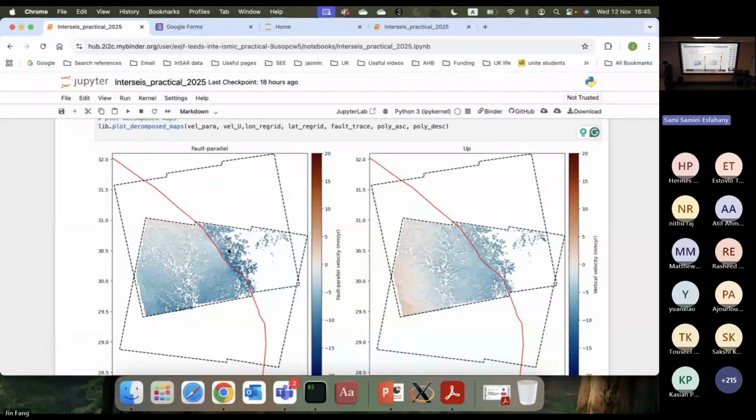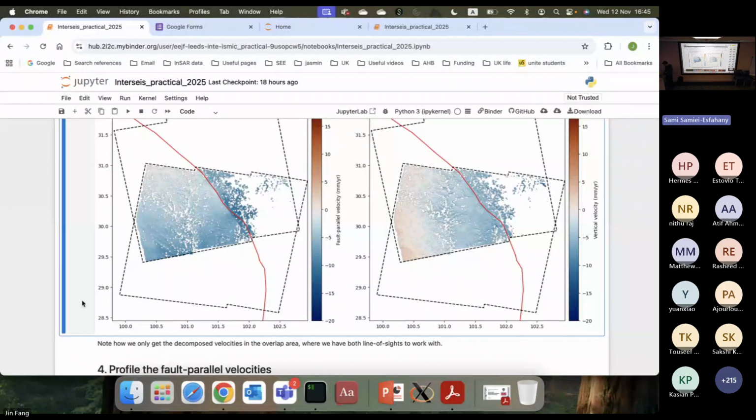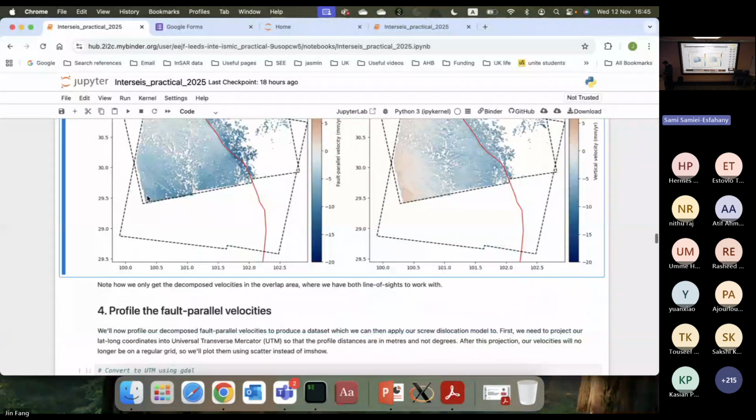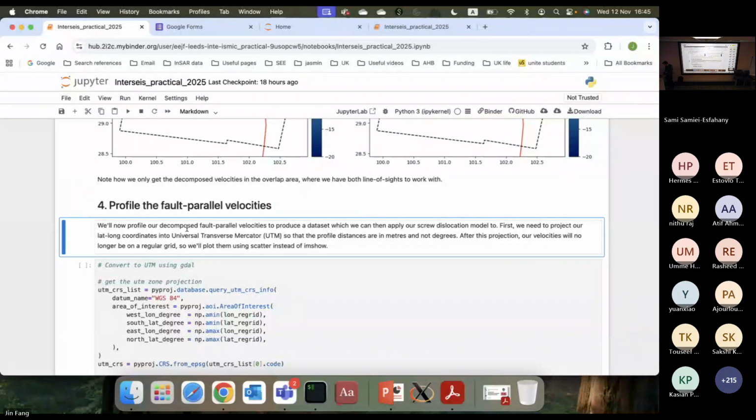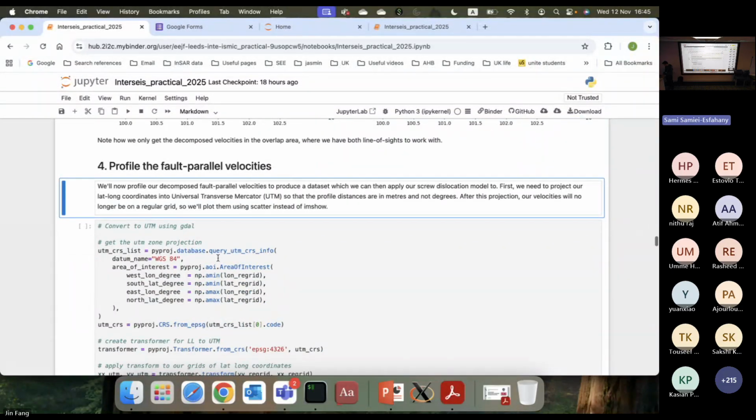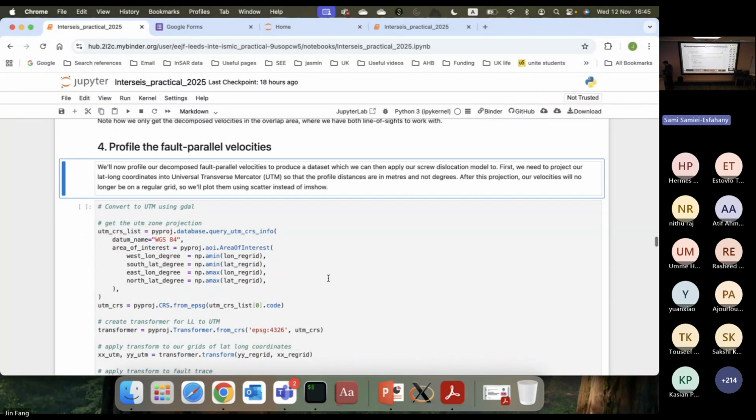So, as expected, we can only get the decomposed velocities in the overlap area, where we have both lines of sight to work with. And so we now take a profile across the fault to produce a data set. We can apply our screw dislocation model.